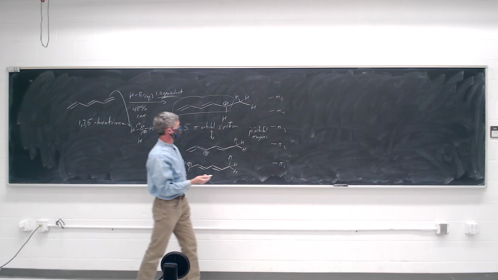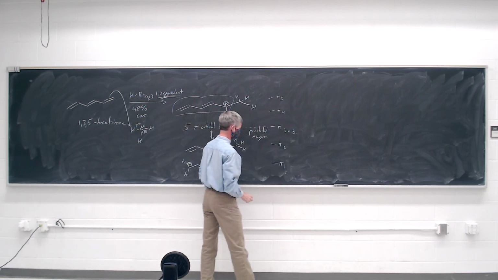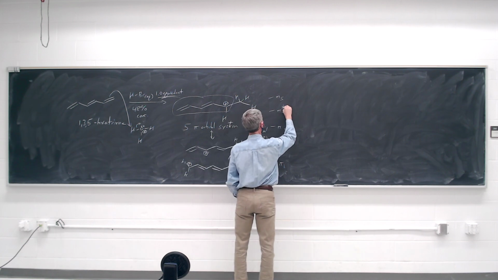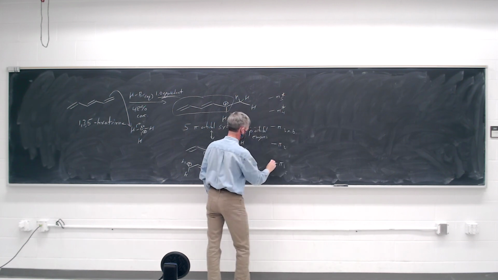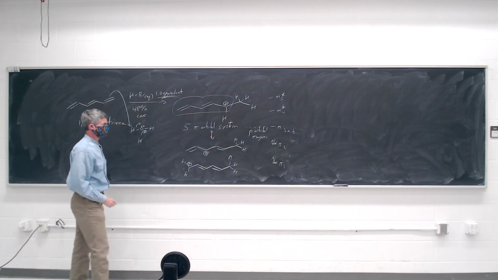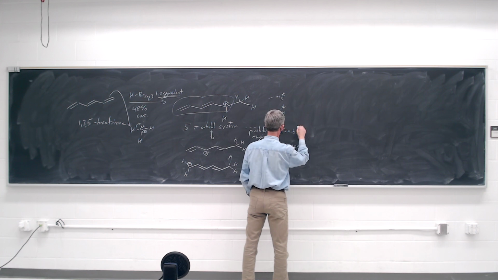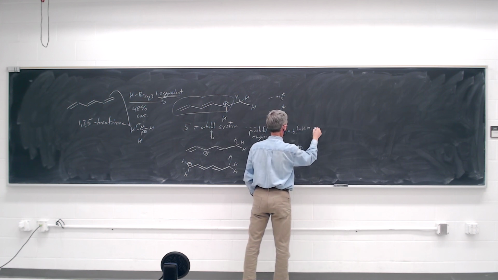Since it's an odd number of pi orbitals, there's going to be a non-bonding orbital in the center. You have 2 bonding orbitals and 2 anti-bonding orbitals, and we're going to put our 4 electrons in there. The HOMO is pi 2. The LUMO is the non-bonding orbital pi 3.